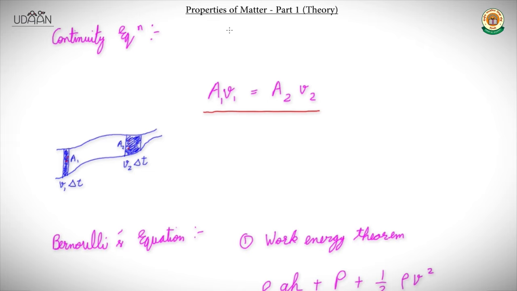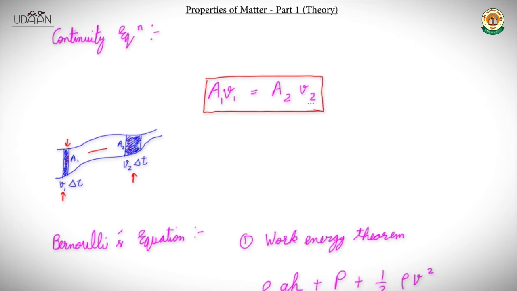And with the other assumptions, we have the continuity equation A1 V1 is equal to A2 V2. A1 is the area at a particular point and V1 is the velocity at that same point. And at another point, the area and the velocity in the same flow will be equal. So A1 V1 is equal to A2 V2.